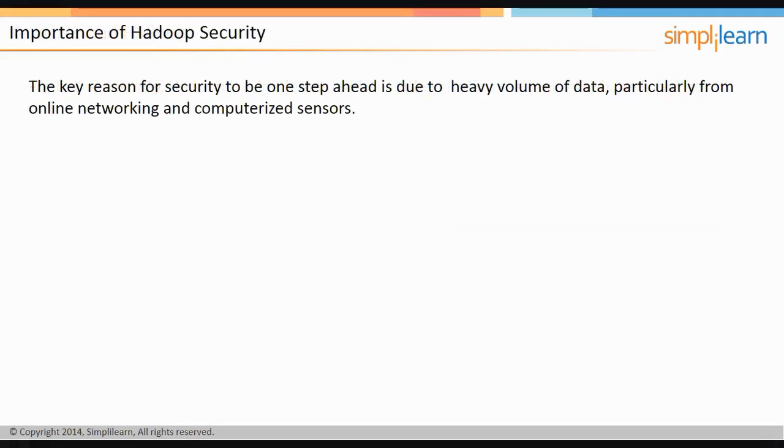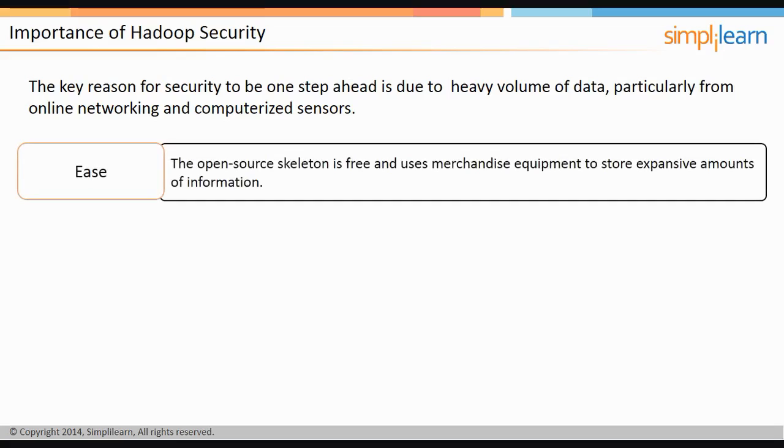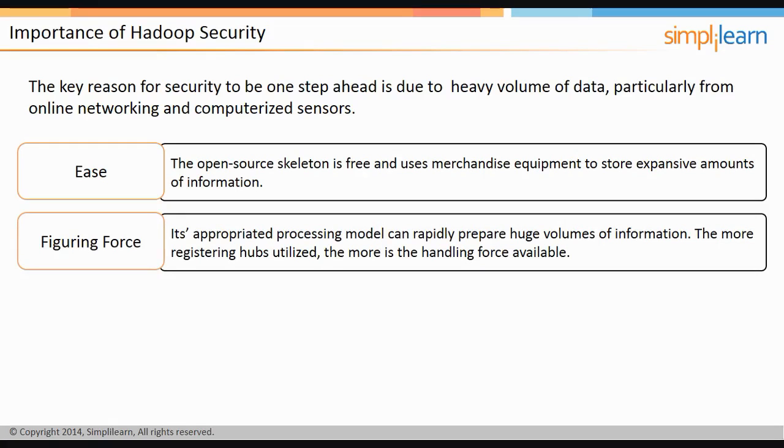Hadoop has the capacity to handle immense amounts of data, any sort of information, rapidly. The key reason for security to be one step ahead is the heavy volume of data coming particularly from social networking and computerized sensors. Other reasons include cost. The open source framework is free and uses commodity hardware to store large amounts of information. Computing power. Its distributed computing model can rapidly process huge volumes of information. The more computing nodes you use, the more processing power you have.